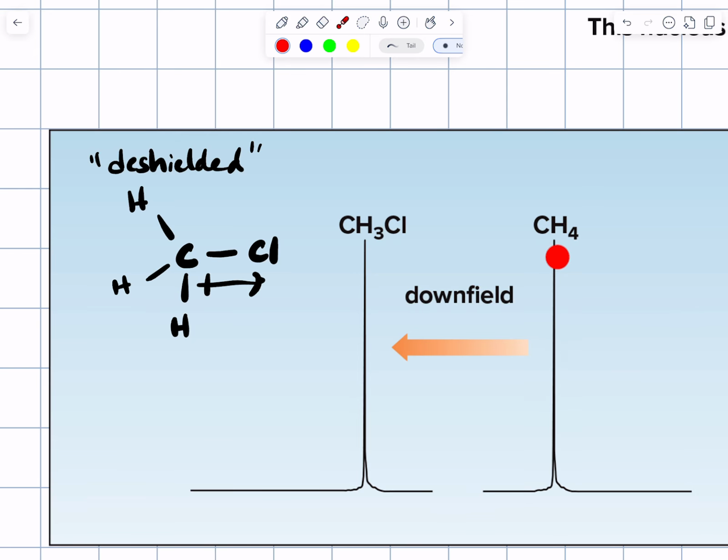So as an example, if this is the signal for methane, and you do chloromethane, chlorine being more electronegative than carbon, should pull electron density away from the carbon and therefore away from the protons. The protons here should experience a de-shielded environment, should have a larger energy gap, larger frequency.